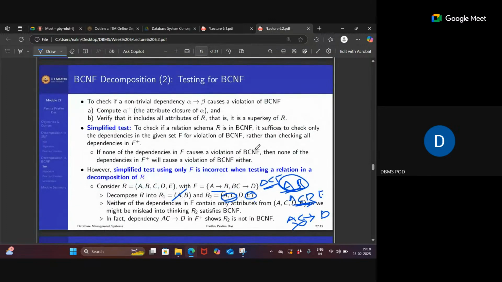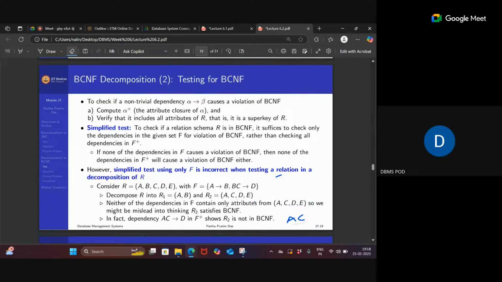This is just a simple example. Let me make it clear once again. We have a relation with A, B, C, D, E, and F. The FDs say A determines B and BC determines D. So what is our candidate key for this relation?